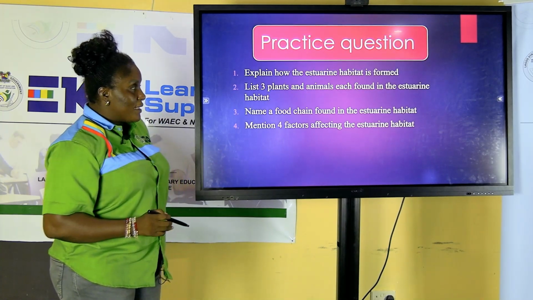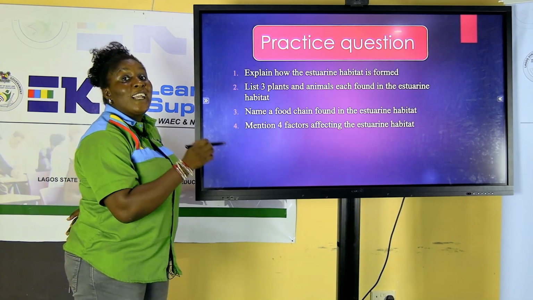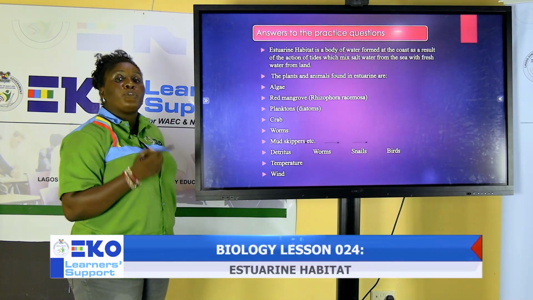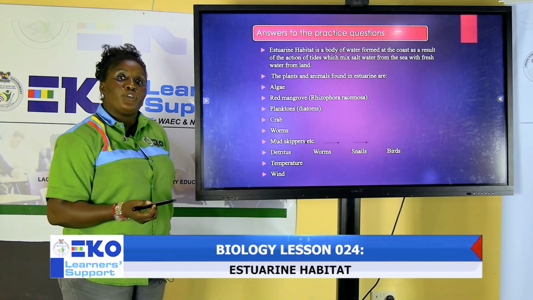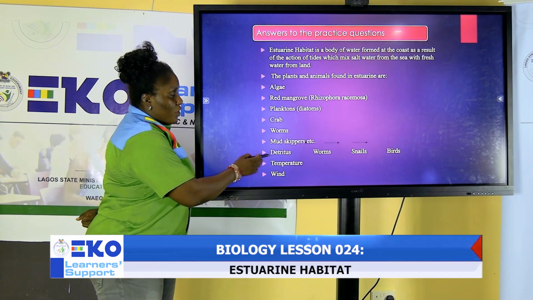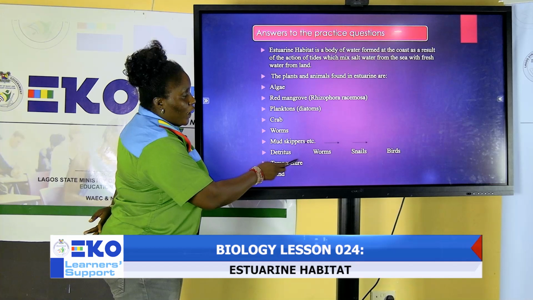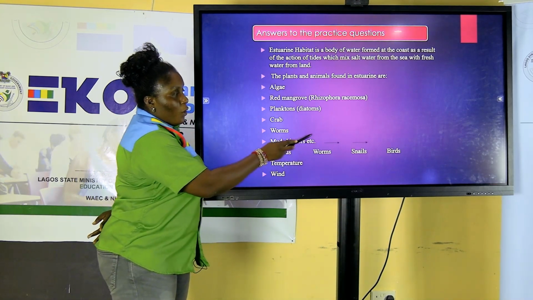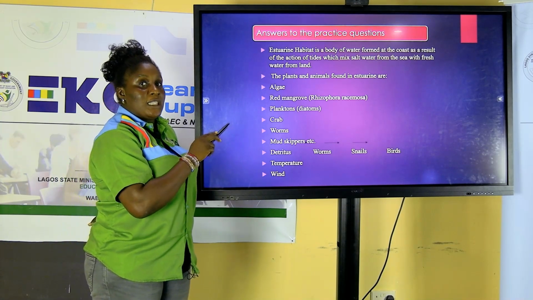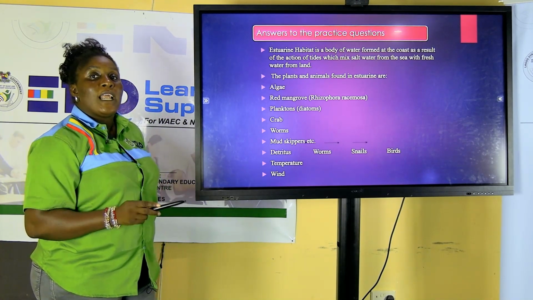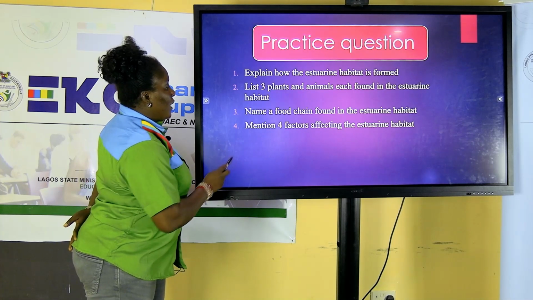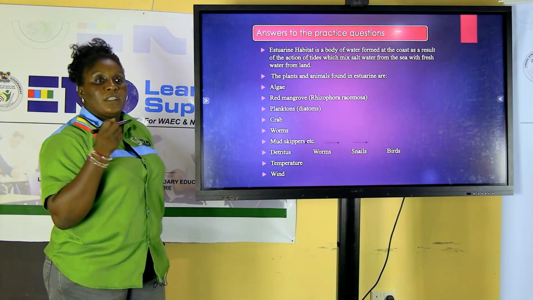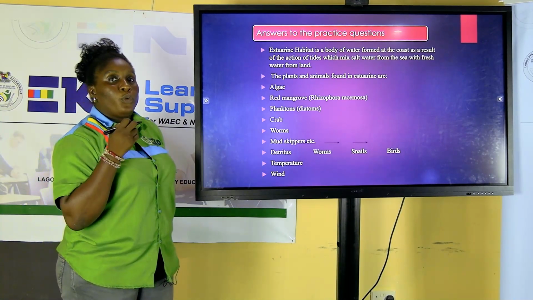Then the next question says that we should write a food chain that can be found here. Like I explained earlier, a food chain must start with a producer, which is the detritus, which the worm feeds on. Then the snail would also feed on the worm, while the birds will feed on the snail. The birds are known to be the final consumer. The next question says you should mention factors affecting estuarine. We have the temperature, we have the wind.